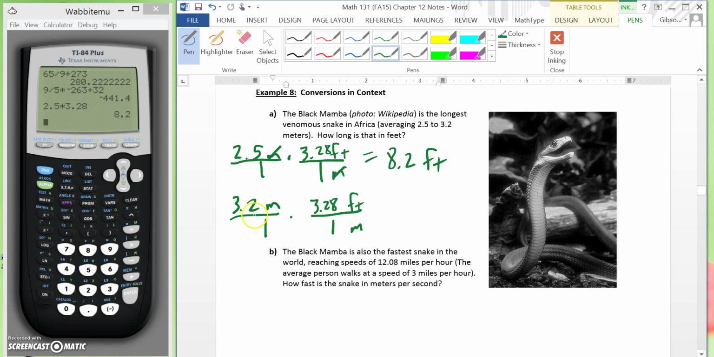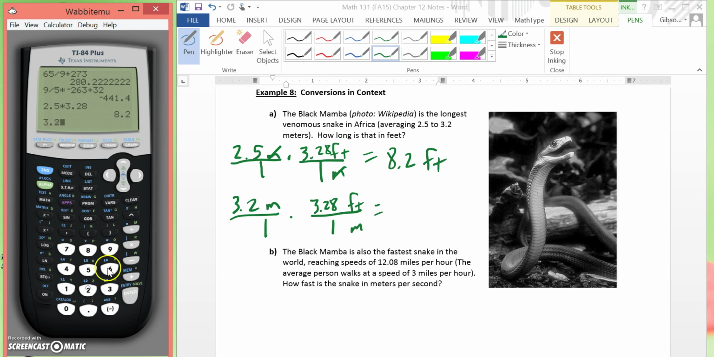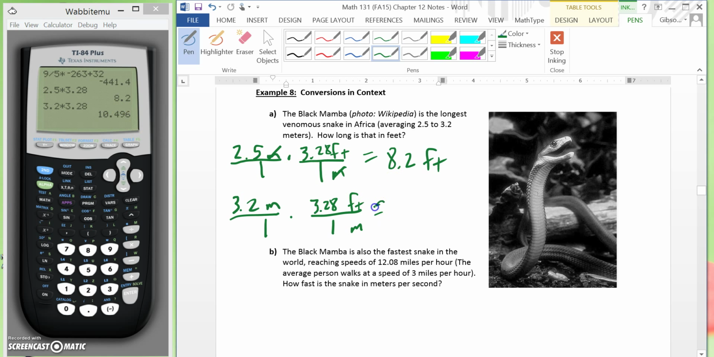Now, we would take 3.2 and multiply it by 3.28. That will give us, we will round this to one decimal place, approximately 10.5 feet. And these are the two lengths for the black mamba.